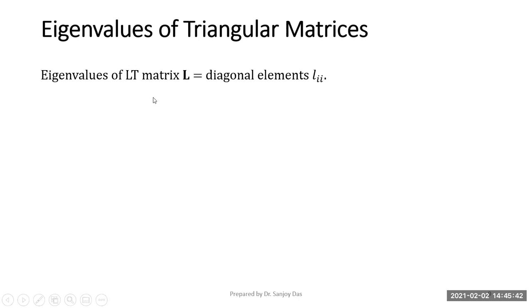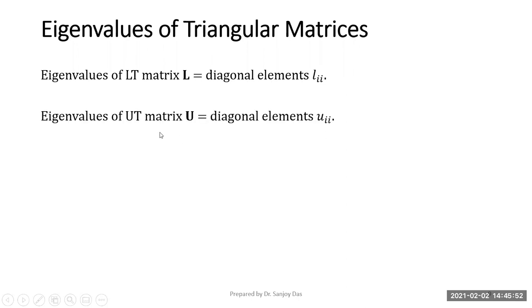For a lower triangular matrix L, the diagonal elements L_ii are the eigenvalues. Likewise, for an upper triangular matrix, again, the diagonal elements U_ii are the eigenvalues. What are the eigenvalues of this matrix A here? It's a lower triangular matrix, right? And so the diagonal elements, negative j, 2, and 1 are the eigenvalues.